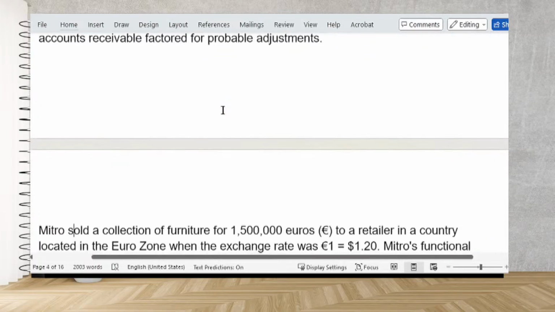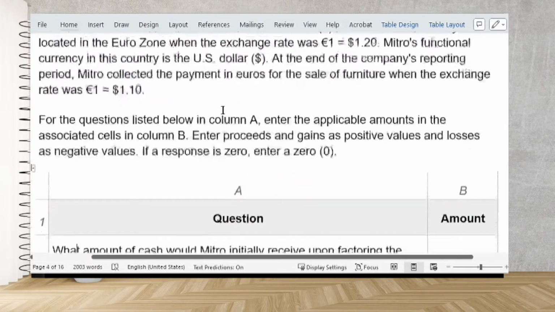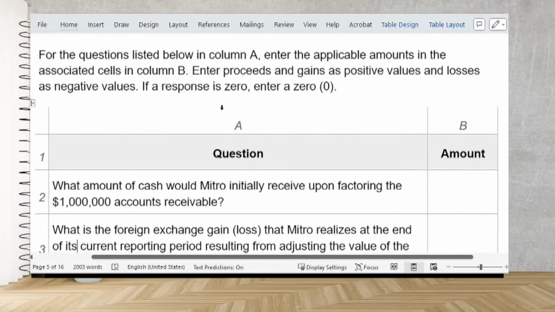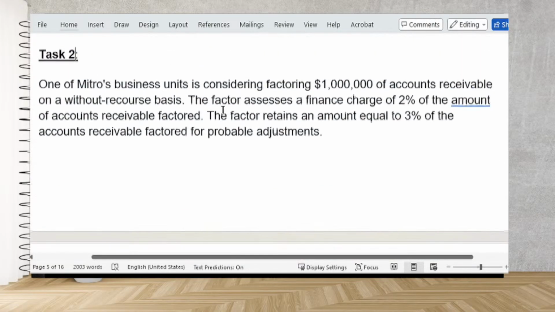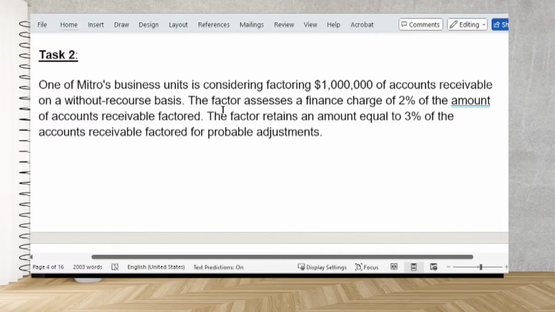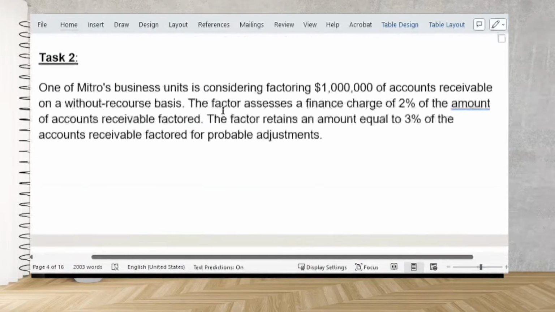Now task 2. Factoring. Okay. So one of Mitro's business units is considering factoring 1 million of accounts receivable on a without recourse basis. Without recourse basis means if any loss happens, that is absorbed by the factor. So the factor charges a finance charge of 2% of the amount of accounts receivable factored. The factor retains an amount equal to 3% of the accounts receivable factored for probable adjustments.